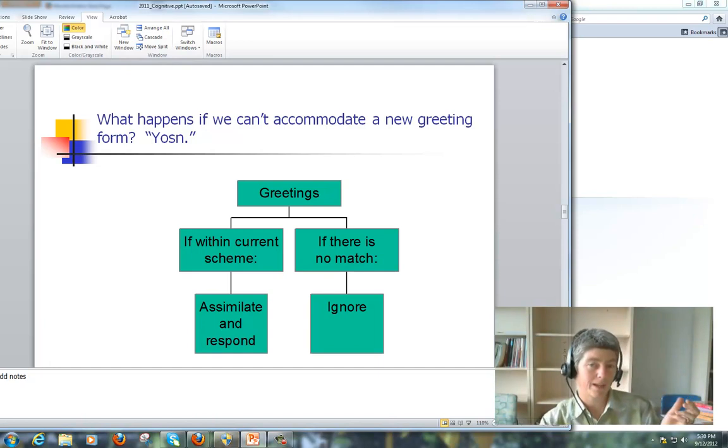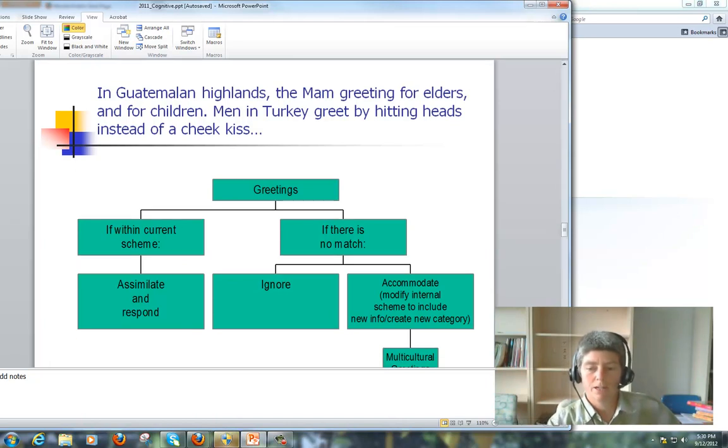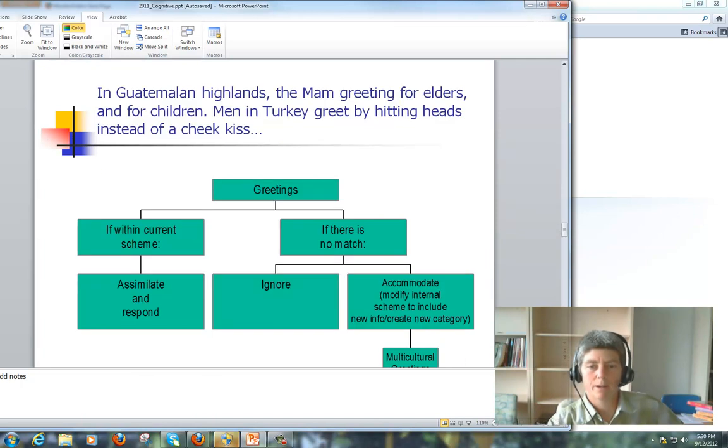After a while, I did understand they were saying adios, and it just had a little bit off the back and an N added, a little bit off the front and an N added to the back. So then it became clear to me. And then I accommodated that. I modified my scheme to make it fit. Okay, so multicultural greetings might go into that category.